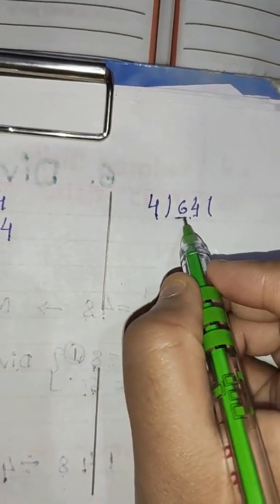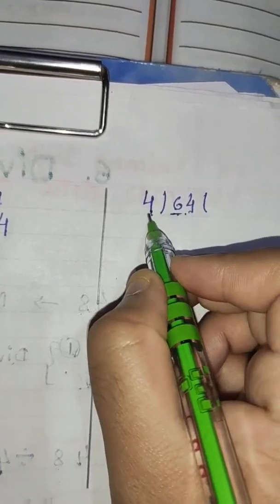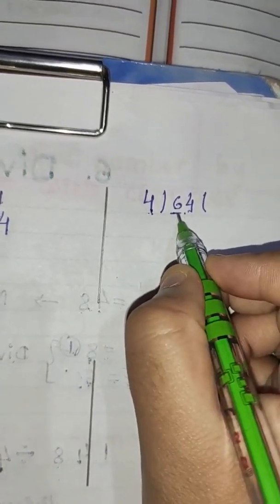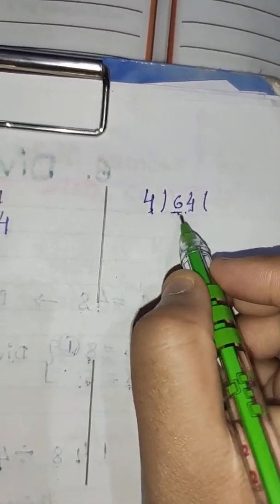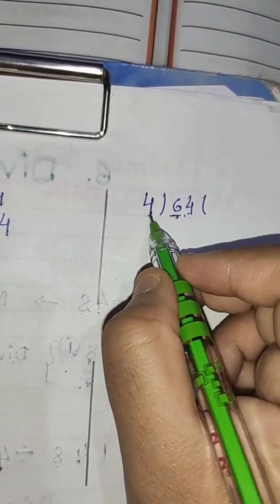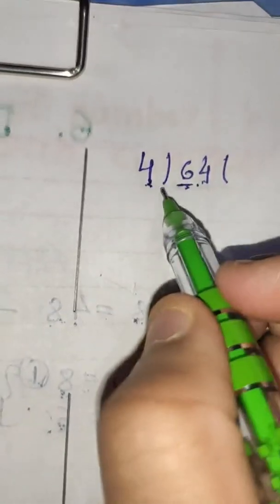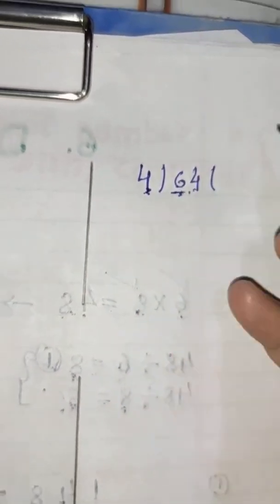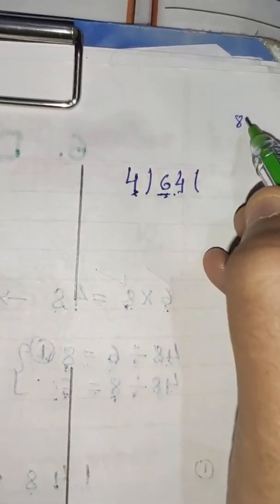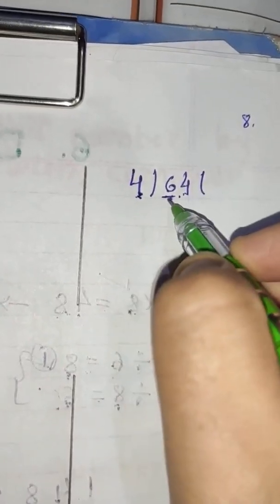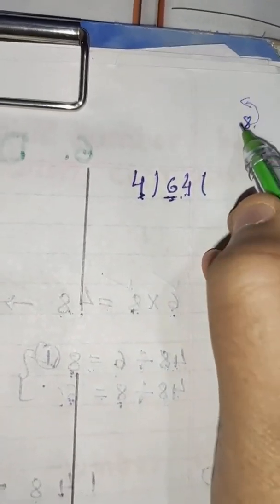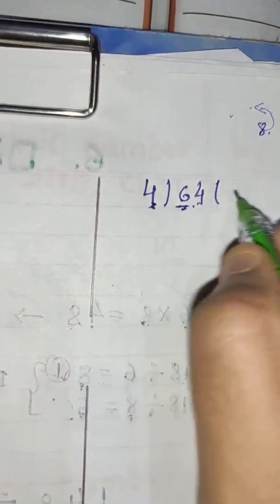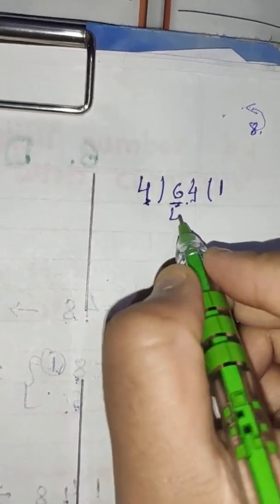So is 6 smaller or bigger than 4? Yes, 6 is bigger than 4. So we can easily divide 6 by 4. Right. So let's count the 4 table. 4 ones are 4. 4 twos are 8. 8 is greater than 6. What do we have to do? We have to take the lesser number. So 4 ones are 4. So we'll take 4 ones are 4.